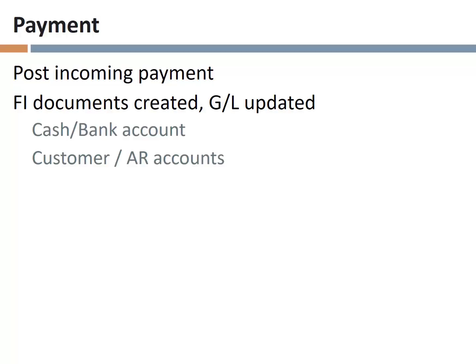We're going to be debiting some kind of bank-related account, most likely a cash account, to reflect that we now have more money. And we're going to be crediting the customer account, which reflects that they now owe us less money than they did before. And then there's going to be an update, which happens automatically, to the accounts receivable account by way of automatic posting.